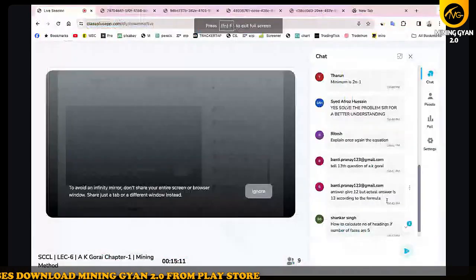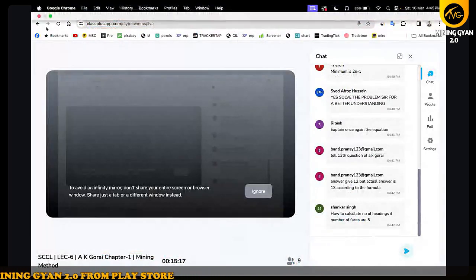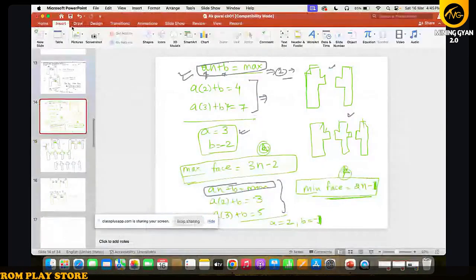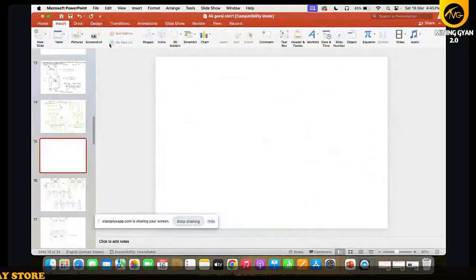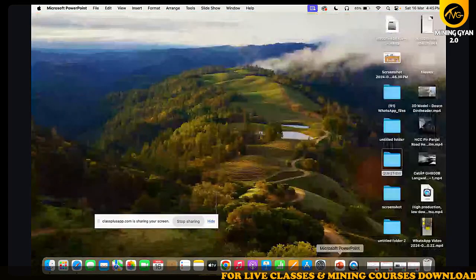if you still don't understand, brother, how to calculate the number if the number of faces is 5. Okay, so now if the face is given as 5, but it is not said whether it is the minimum face or maximum face, then how will we do it? So we will come to our questions, yesterday's questions.